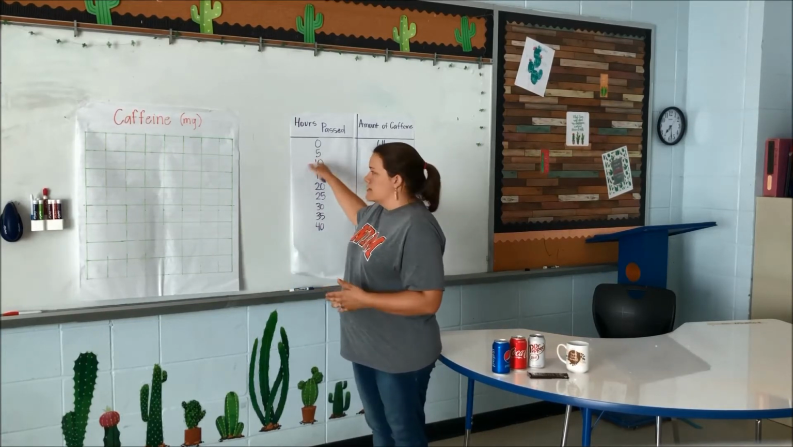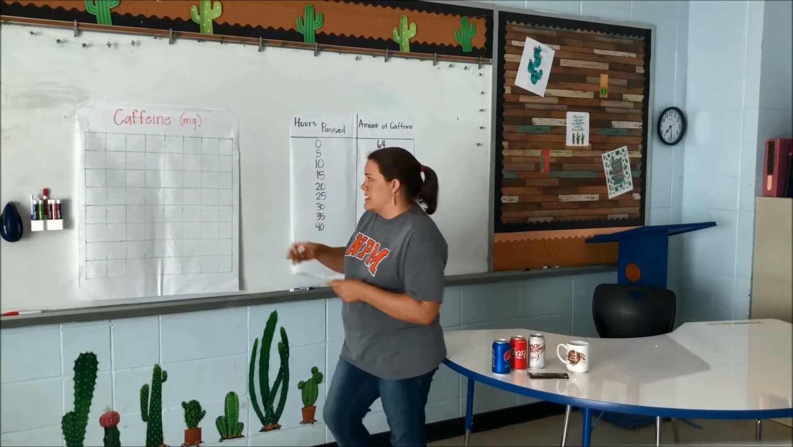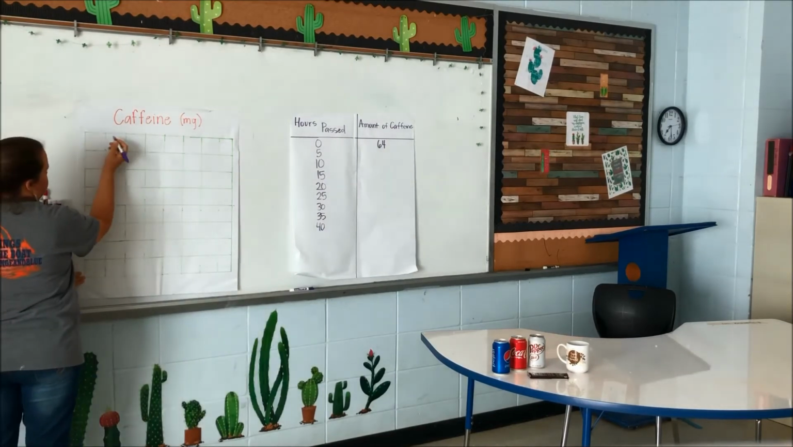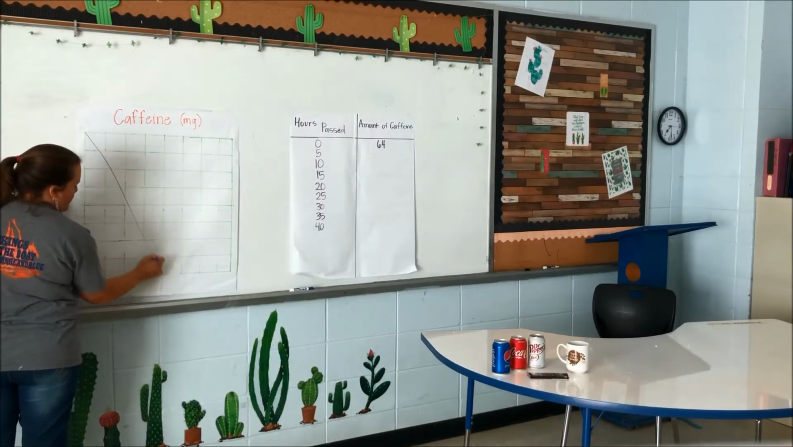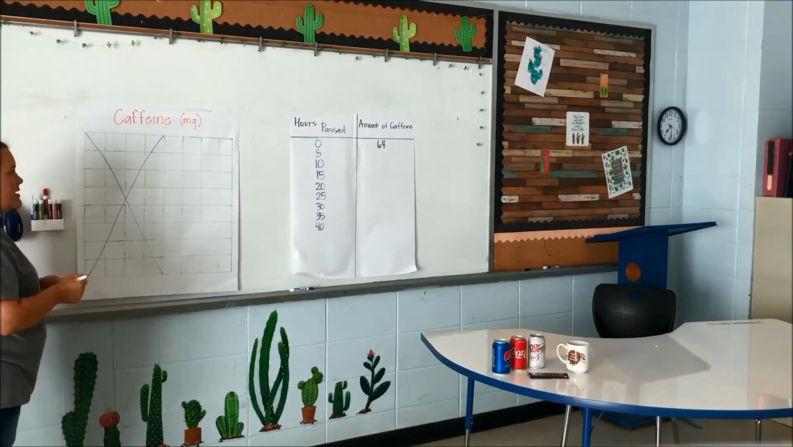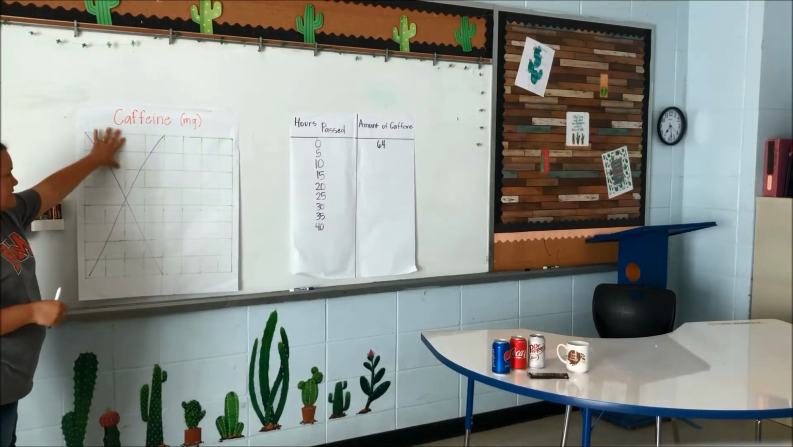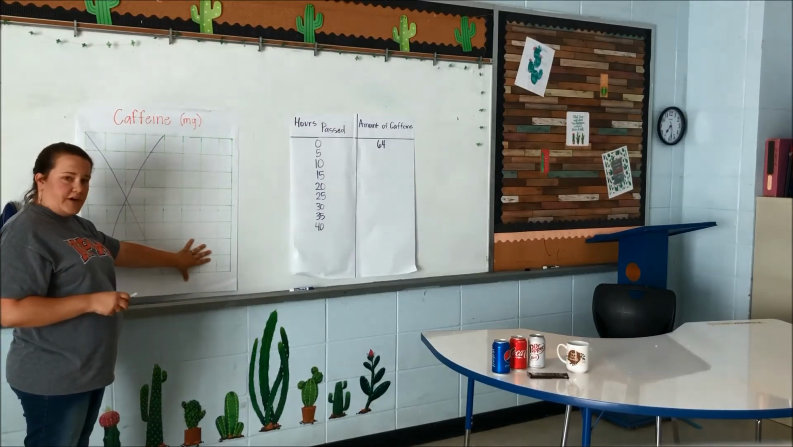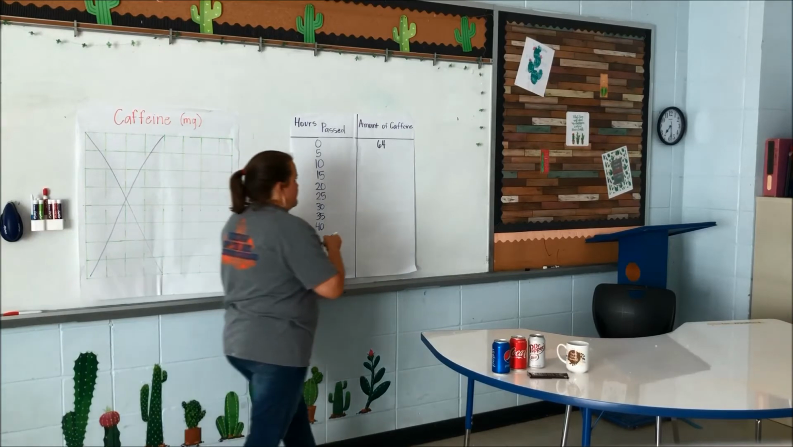After 5 hours, half of that's going to go away. So I'm going to mark out half of my boxes up here. Okay. So after that 5 hours, this half is gone. That means I've got this number of milligrams left, which is 32, because that's half of 64.